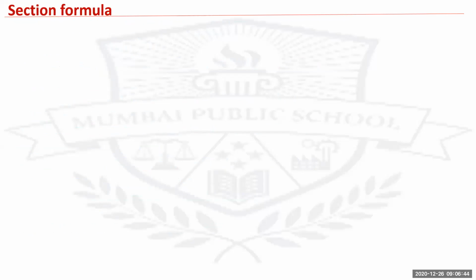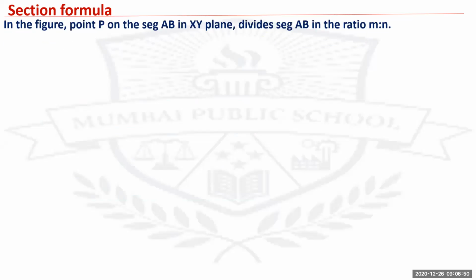Now we'll look at the section formula. So what is the meaning of section? Section means parts. So when you're talking about parts, you'll talk about the term ratio. Is this clear? So the section formula is about the ratio in which the side is being divided.